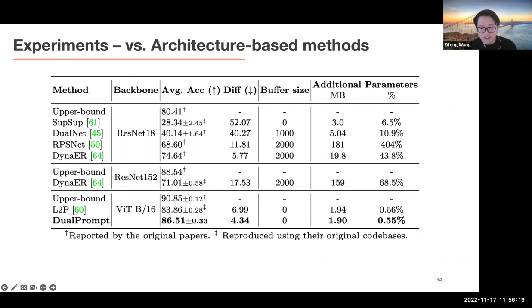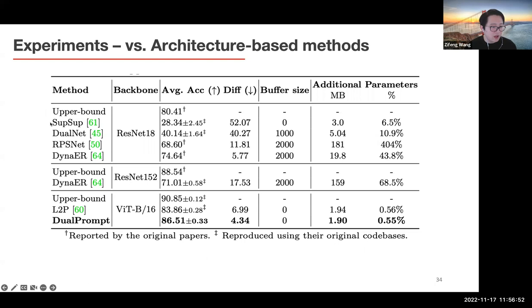the review process, not a lot of reviewers, but one or two of the reviewers, thought of DualPrompt or L2P as kind of architecture-based because the prompting parameters can be thought of as task-specific. However, I would like to point out the actual difference here, because the prompting parameters only take a very tiny bit of additional memory.